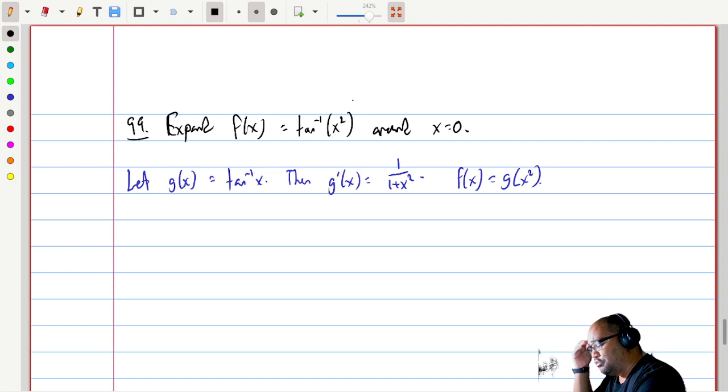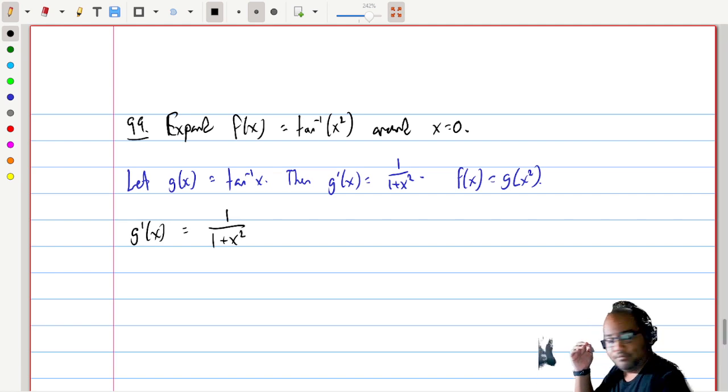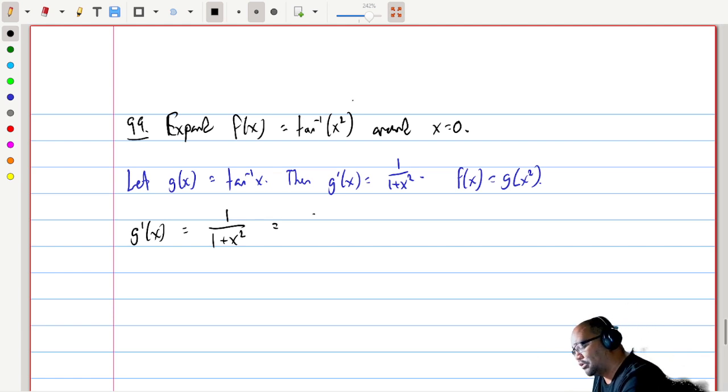So we're going to incrementally do this. g prime is 1 over 1 plus x squared, which I know how to expand, right? Just replace in the basic construction x with a negative x squared. It's just the alternating version. So you have minus 1 to the n times x to the 2n.